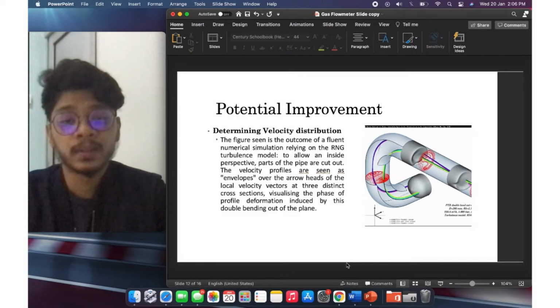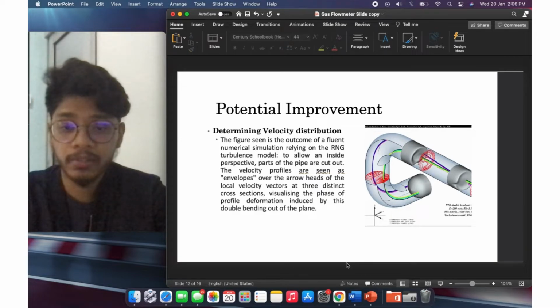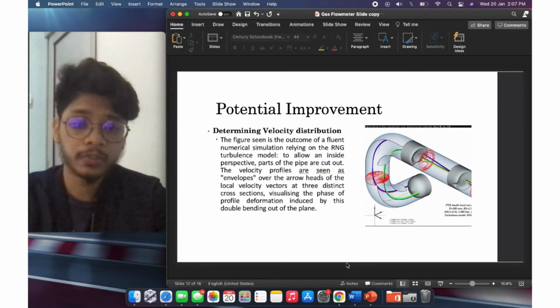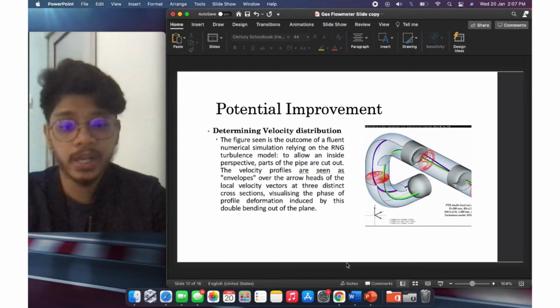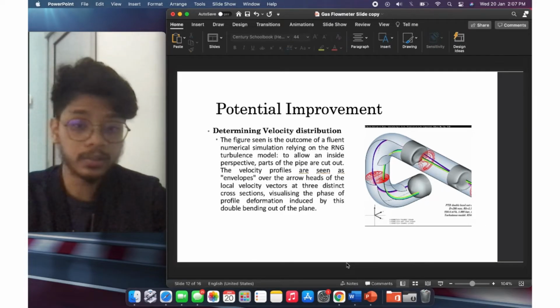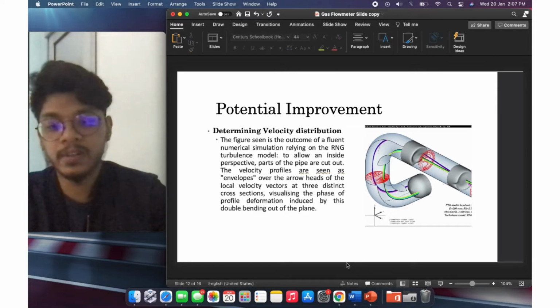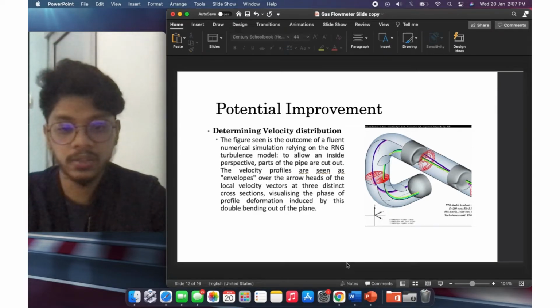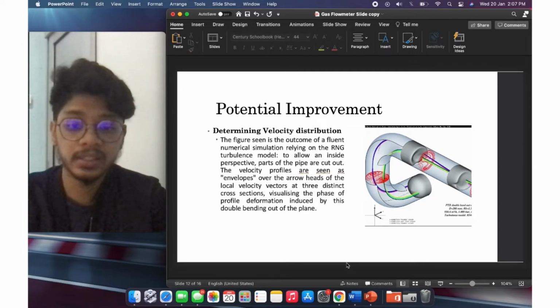So, the first improvement that we can do is determining velocity distribution. As you can see, the figure is the outcome of a Fluent numerical simulation relying on the RNG turbulence model. To allow an inside perspective, parts of the pipes are cut out. The velocity profiles are seen as envelopes over the arrowheads of the local velocity vector at three distinct cross-sections, visualizing the phase of profile deformation induced by this double bending out of the plane.